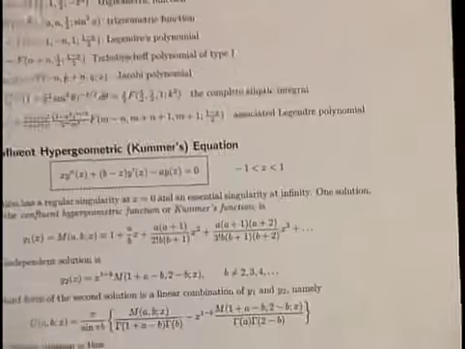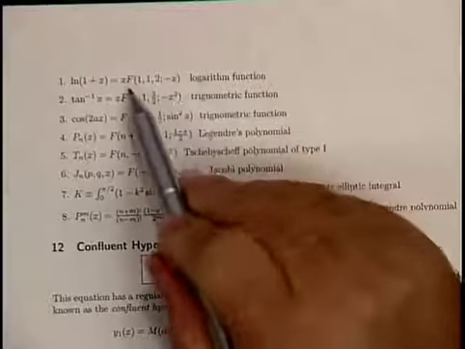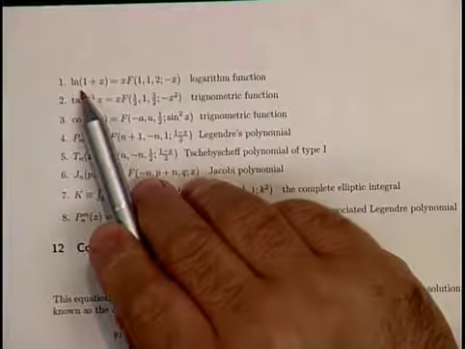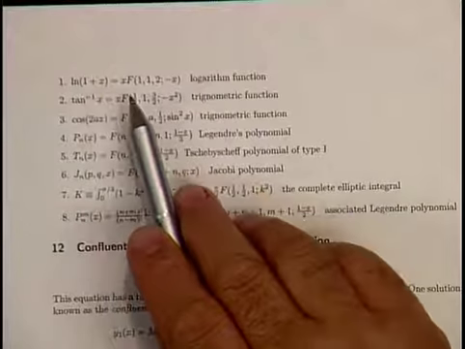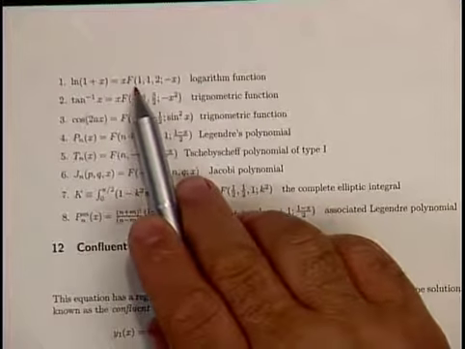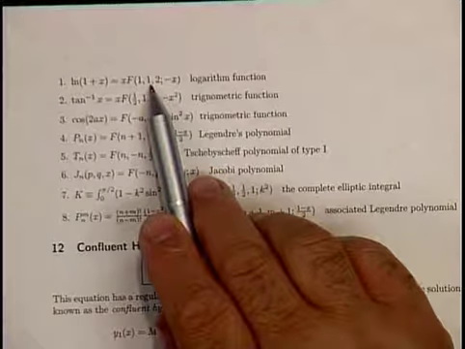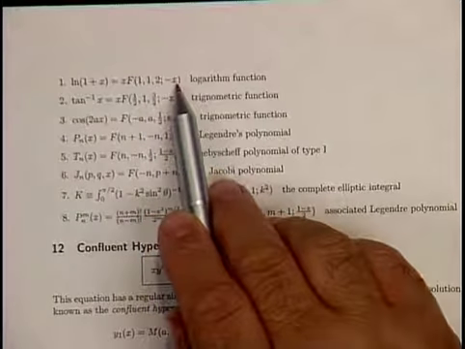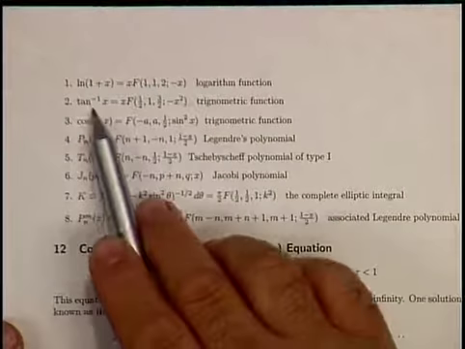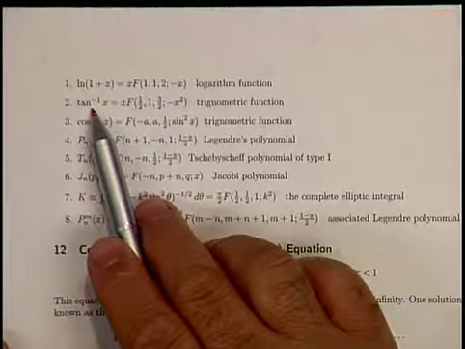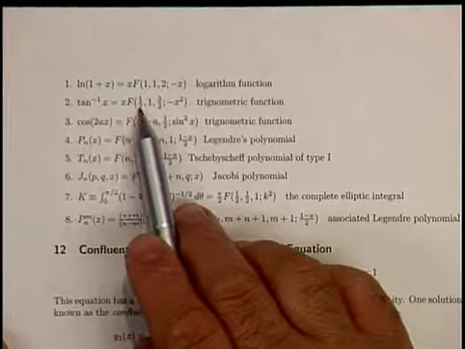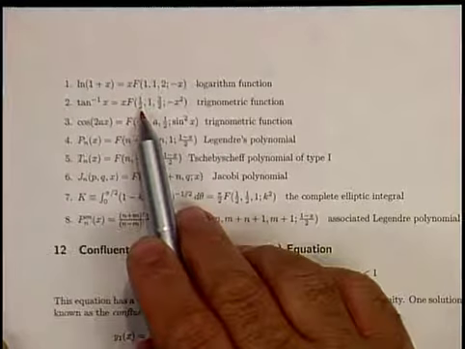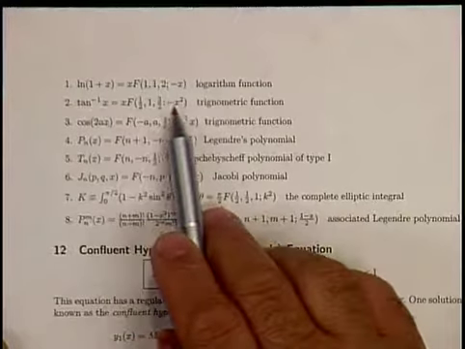Some of those examples are given in the last page of this handout. If you see here, for example, the logarithmic function ln of 1 plus x can be represented as x multiplied by f of alpha equal to 1, beta equal to 1, and gamma equal to 2, where you replace x with negative x. Again, the inverse tangent function, tan minus 1 of x, is just equal to x multiplied by the hypergeometric function of 1/2, 1, 3/2, and negative x squared, and so on.